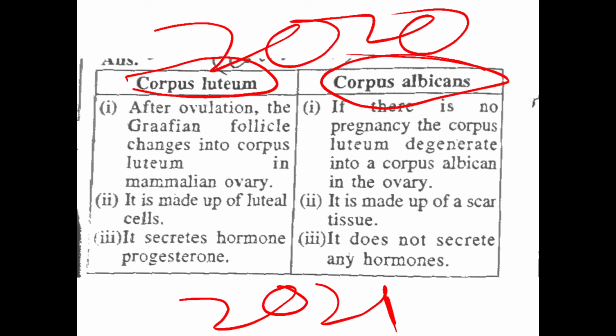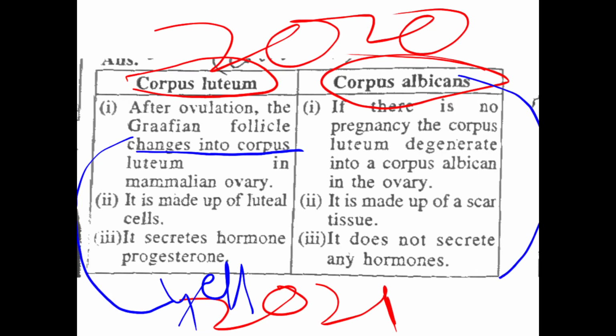After ovulation, the Graafian follicle changes into corpus luteum. After ovulation, the Graafian follicle changes into corpus albicans. Sorry, the color of corpus luteum is yellow, while the color of corpus albicans is white. This is one point.